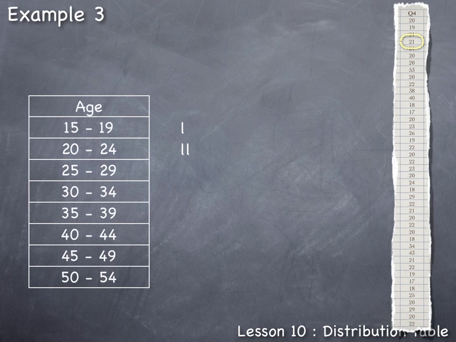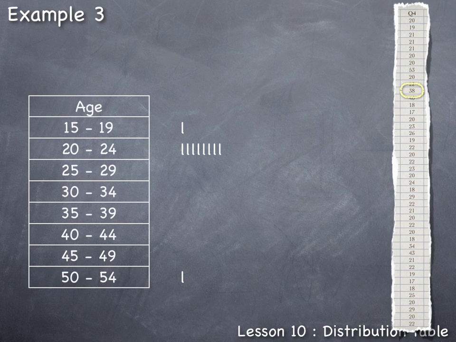Here's another 21-year-old, and another 21-year-old. And the next student was 20. They belong to the 20 to 24-year-old age group. The 20-year-old student also belongs to the 20 to 24-year-old age group. The 53-year-old student belongs to the last group, the 50 to 54-year-old age range. So it gets counted there. 20-year-old students belong to the 20 to 24-year-old age group. 22-year-olds belong to the same 20 to 24-year-old age group.